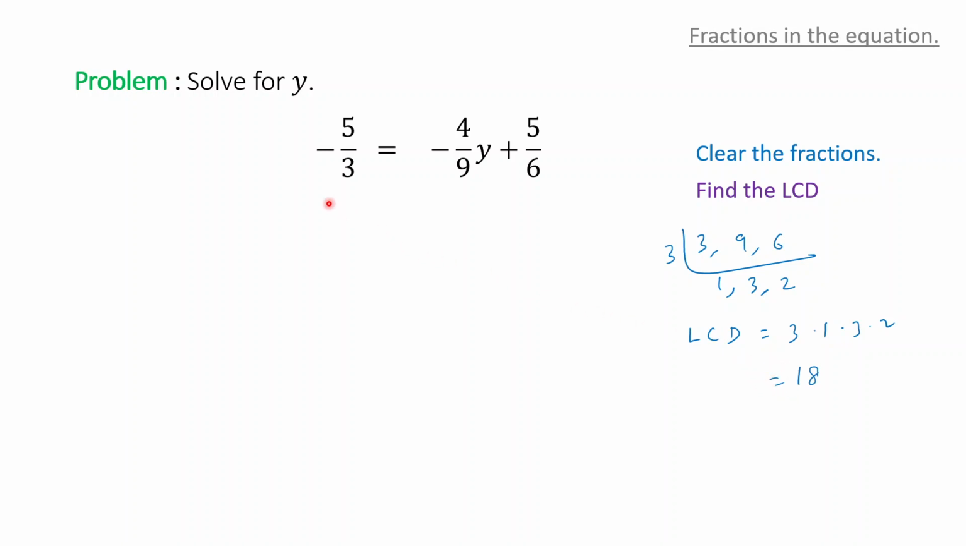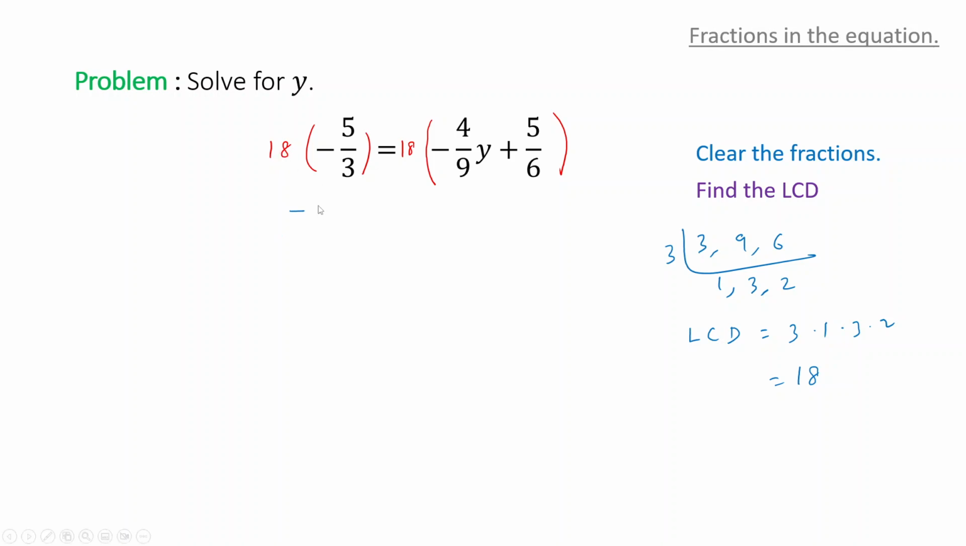Now multiply both sides by this LCD. 18, you put a parenthesis because there is a minus sign here. Now multiply here. Here also put a parenthesis because there are 2 terms. Now you multiply this and this. This is a positive number. You are multiplying with a negative number. You will get a negative number.